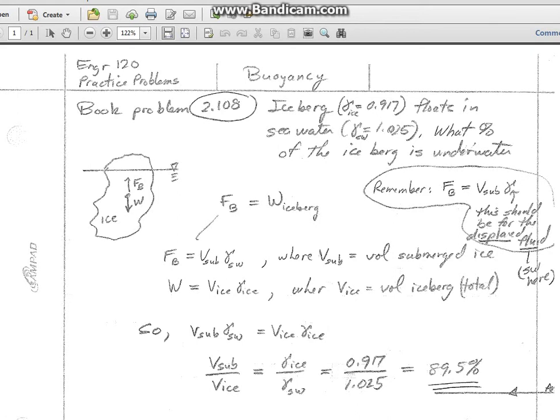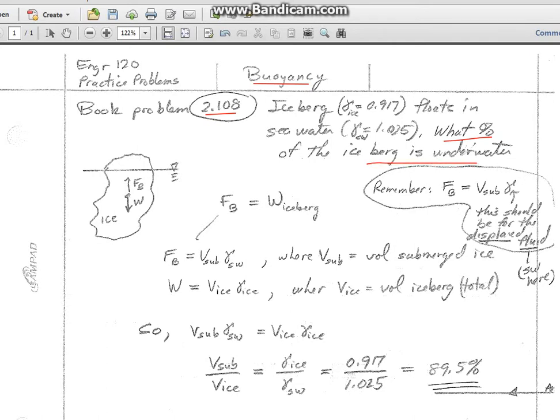Let's look at a couple of buoyancy problems. Buoyancy was a topic in Chapter 2, which is fluid statics, and this one is problem 2.108. We have an iceberg that's floating in water, and we want to know what percent of the iceberg is underwater.